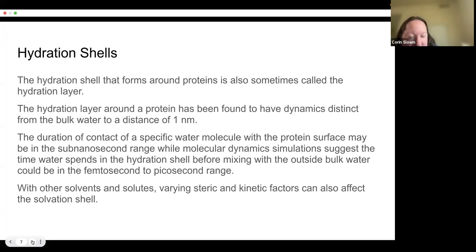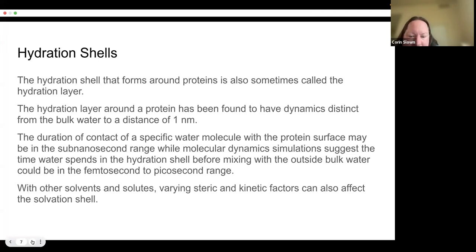The other piece about this that I think is really interesting is the actual duration of contact. The evidence that we have so far says that it's sub nanosecond range, although the molecular dynamics simulations suggest that there's time that water spends in the shell before it mixes with the outside bulk water, and that could be as fast as femtosecond or picosecond ranges. So when we say what happens at the surface with water, there's a significant range of time for the duration of that contact.